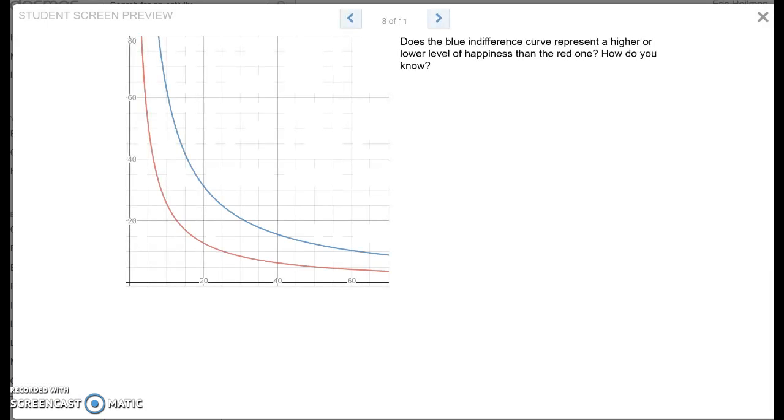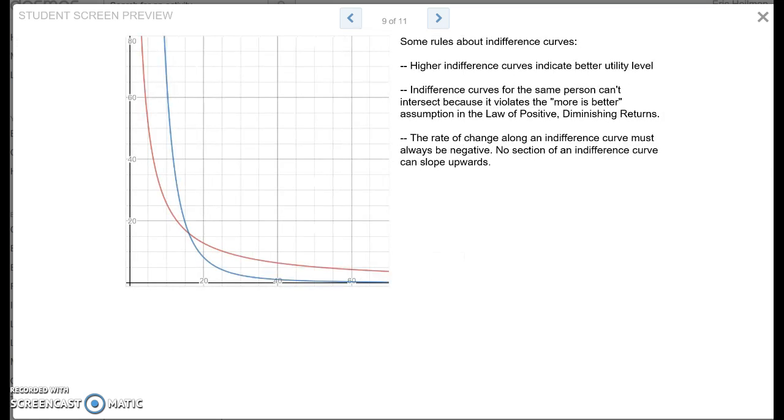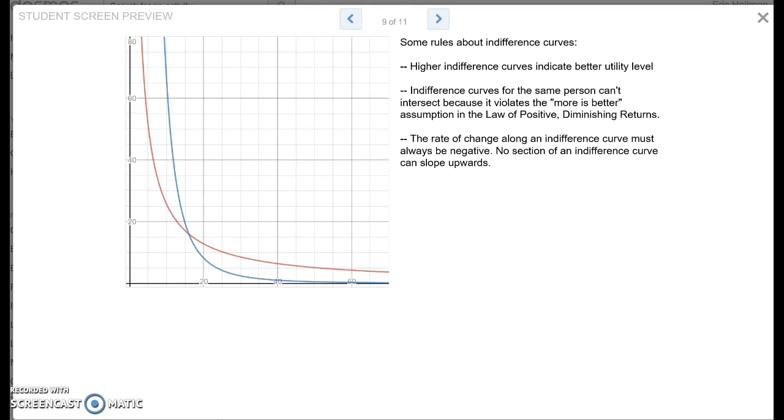Okay. Next slide, we're going to talk about just a couple of fundamental rules about indifference curves. So higher indifference curves indicate better happiness. The economics word for happiness is going to be utility. So on a graph, the higher up an indifference curve is, the better it is. It represents a higher level of utility.